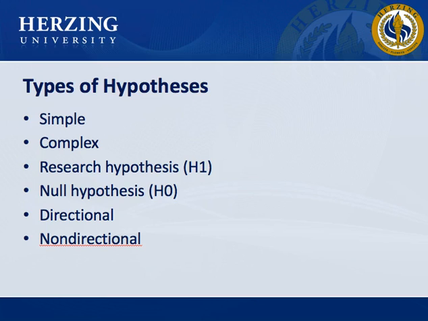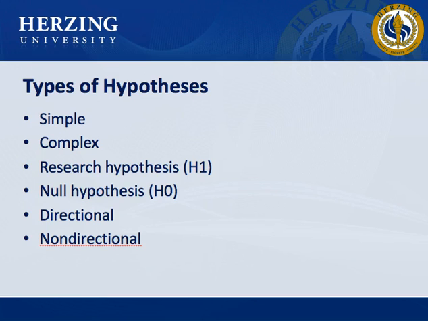Hypotheses may be classified as simple or complex. A simple hypothesis concerns the relationship between one independent and one dependent variable. A complex hypothesis concerns a relationship in which two or more independent variables, two or more dependent variables, or both are being examined in the same study. The researcher should determine if the study necessitates a complex hypothesis or whether it is better to divide into two or more simple hypotheses. Hypothesis may be classified as research hypothesis or null hypothesis.